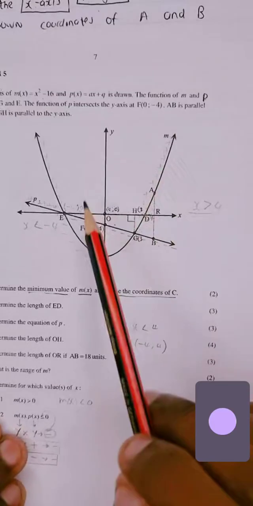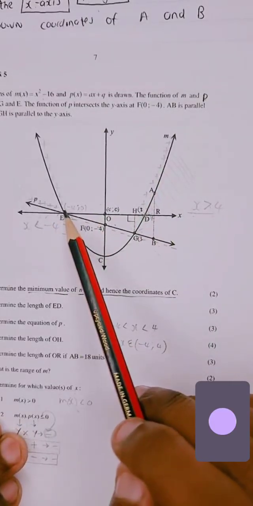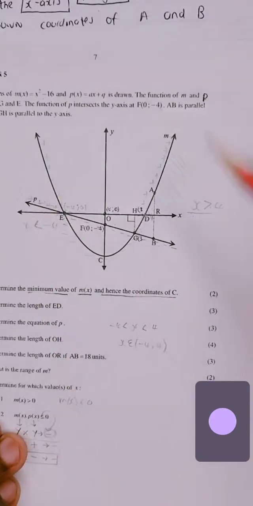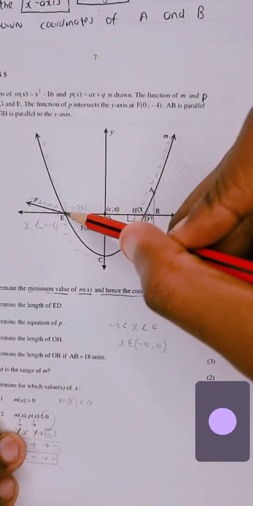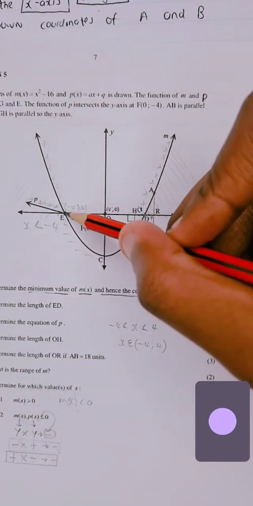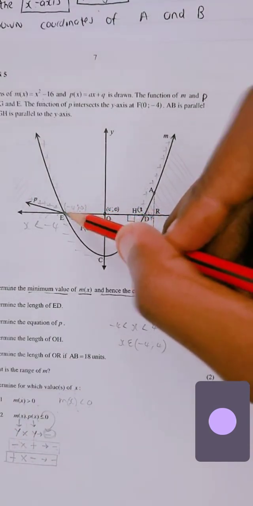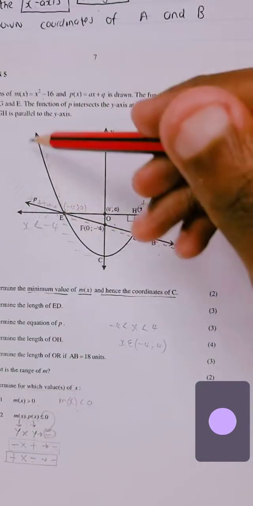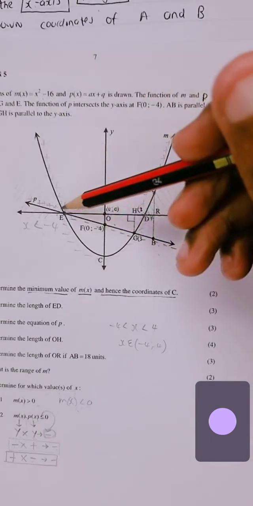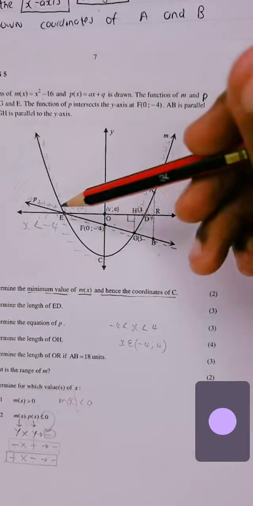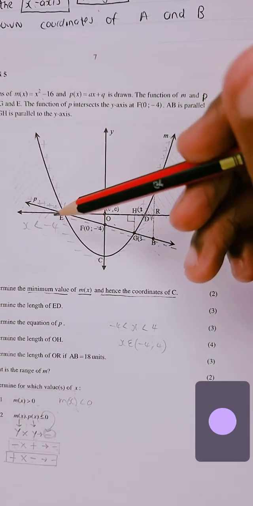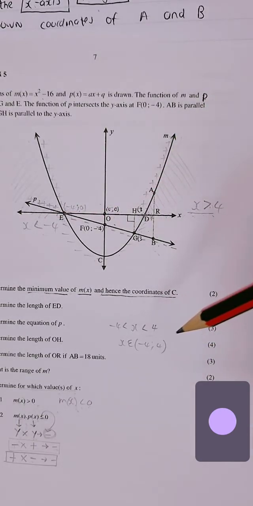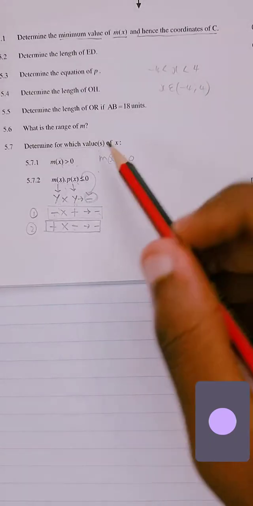So we are seeing no answer for x is less than negative 4. Let's see now. What if x is equal to -4? What's happening at x is equal to -4? When x is equal to -4, what's happening to these functions? At x is equal to -4, y for m of x is 0, and y for p of x is 0. What is 0 times 0? Sorry? 0. 0.